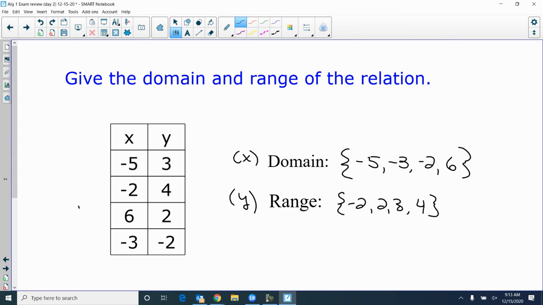Is this a function? Take a look at each X. -5 goes to 3. Does -5 go to anything else? No. Basically, you're looking: do the X's repeat? Is there a repeat in the X? No. Okay, so that is a function.